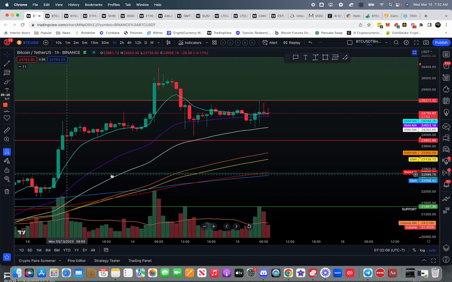Let me just look at some of the EMAs here, some of the key EMAs that I like to look at. As you guys know, I use EMAs for my trading system.